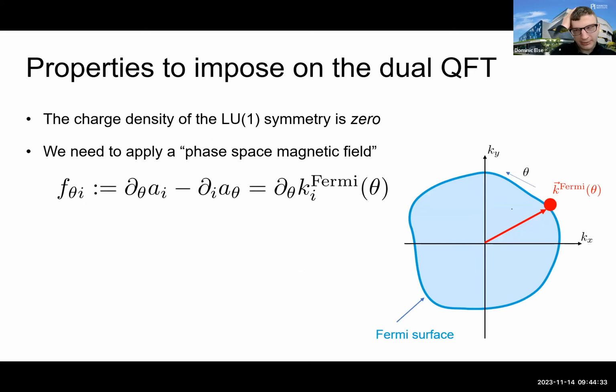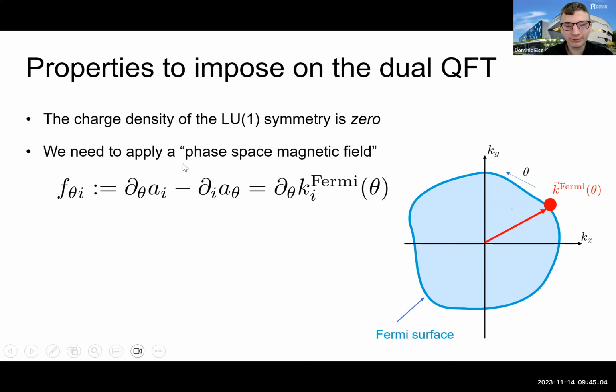And then there are some specific things that we want to impose on the dual quantum field theory, which will correspond to conditions on the gravitational theory. So you want to say that the charge density of the LU(1) symmetry is 0. Although we want to describe a system that has non-zero charge density in the UV, we're not trying to talk about the UV, we're trying to construct an IR effective field theory. So in the IR effective field theory, you want the charge density to be 0.